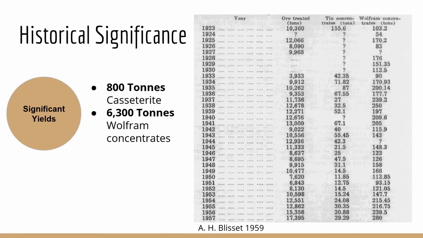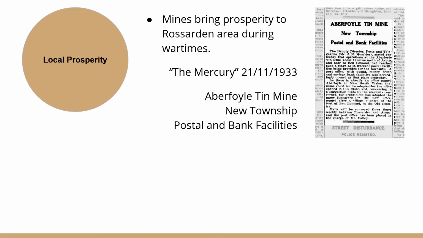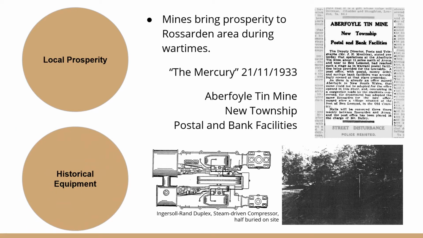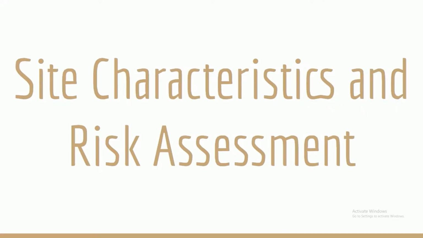Deeper interest comes from looking at the mine itself, which, though a significant polluter, did not produce insignificant yields of tin and tungsten concentrates. These significant yields brought prosperity to Rossarden, particularly during war times, and the heritage of this can be seen strewn across the mine sites in the form of abandoned historical equipment. This further complicates the remediation strategy because while restoration of the environment is of key importance, restoration of this key heritage to the community is also important.